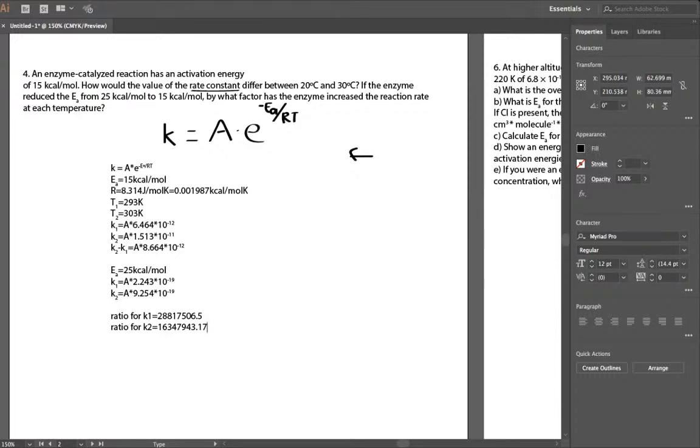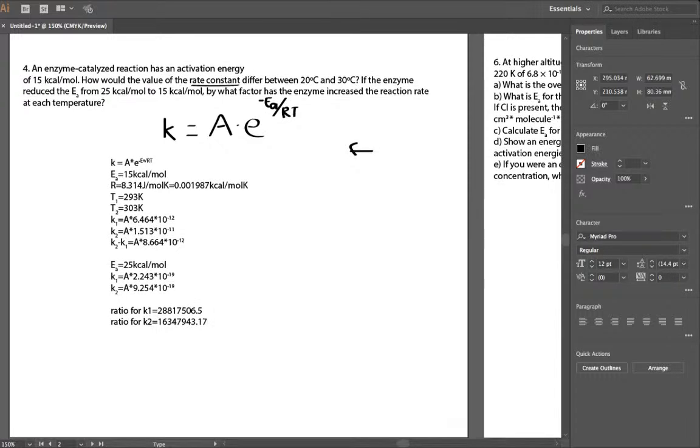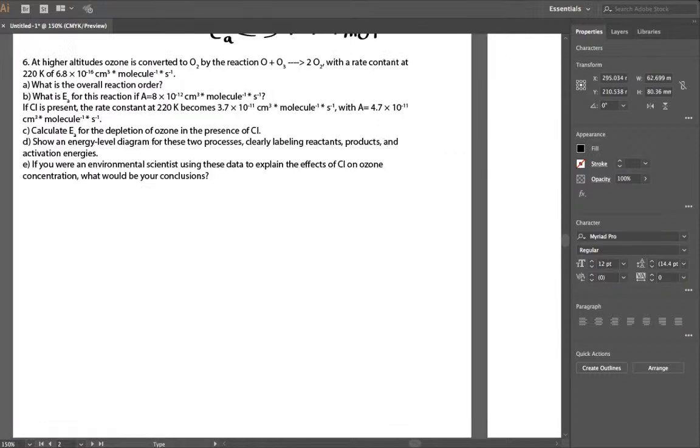So yeah, we have already found this. And if you have any question, just go ahead and leave it in the chat, because I'm scared that someone doesn't understand how I just got all of these numbers. Next up, at higher altitudes, ozone is converted to O2 by the reaction of, oh yeah, that guy.